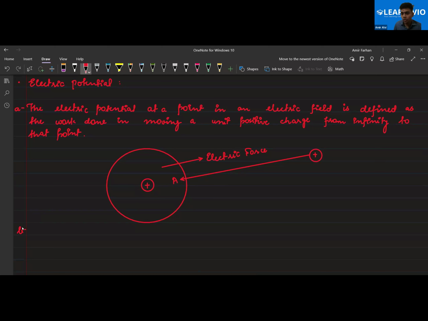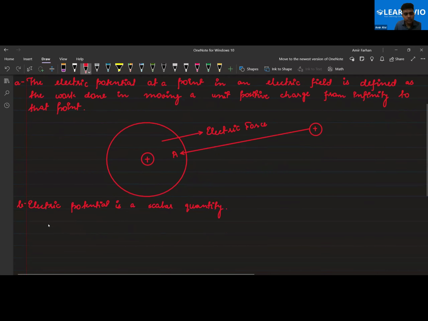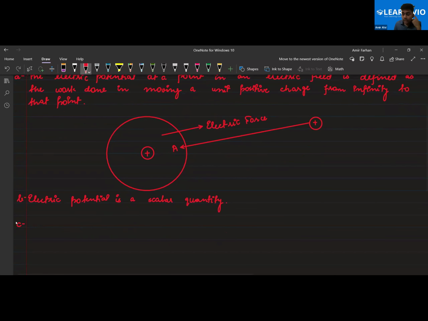Electric potential is a scalar quantity. Scalar means that it has only magnitude, right? It does not have any direction or something like that. So only magnitude is there in the electric potential. Okay. C point is the SI unit for the electric potential is volt.